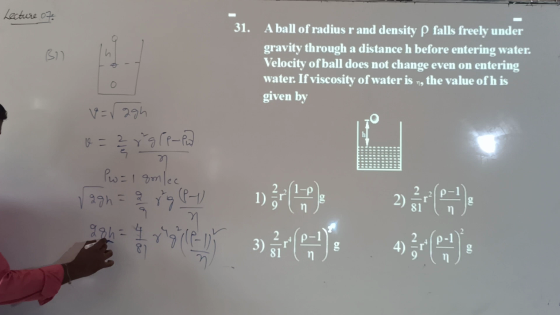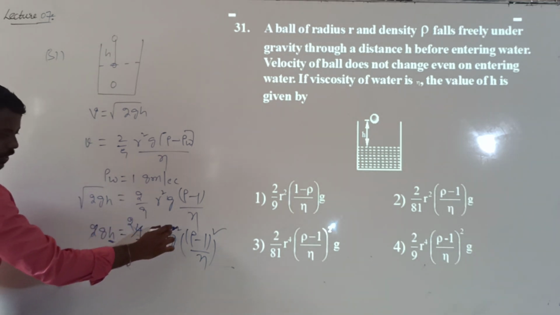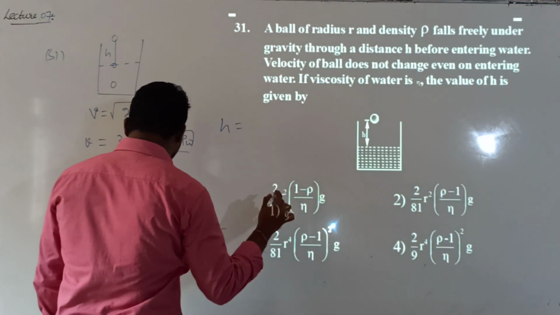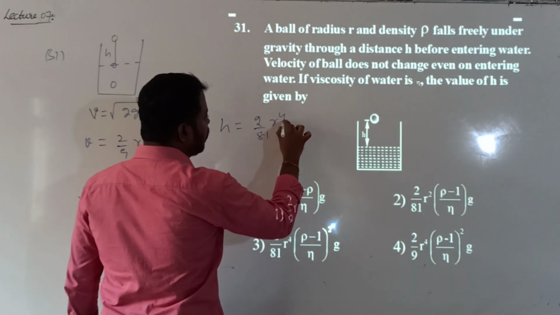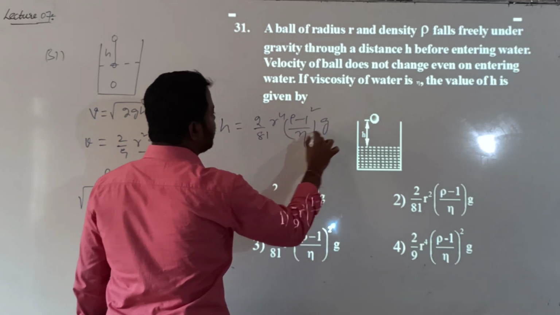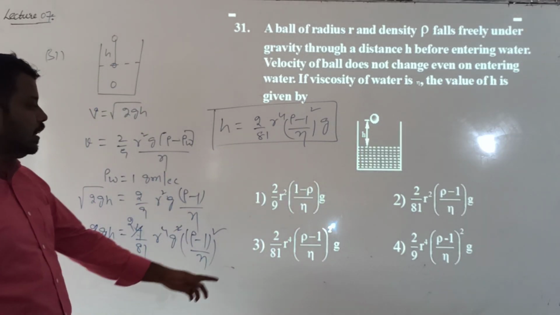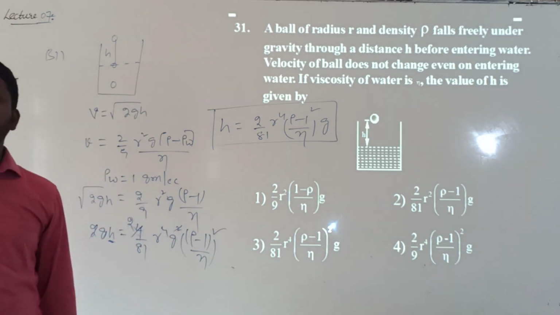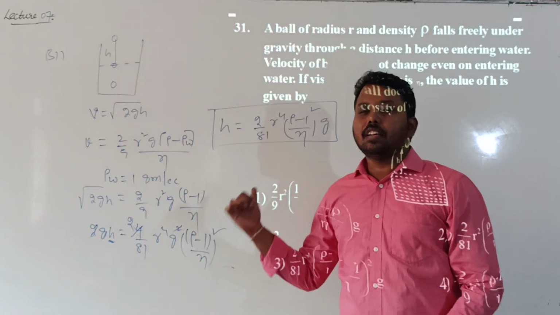They are asking us to calculate the h value, the height from which the ball is falling. So cancelling the 2s and one g, finally the answer for h is 2 by 81 into r power 4 into (rho minus 1) by eta, whole square, into g. So this is the height formula. Which option is this? h is the height from which the ball is allowed to fall.